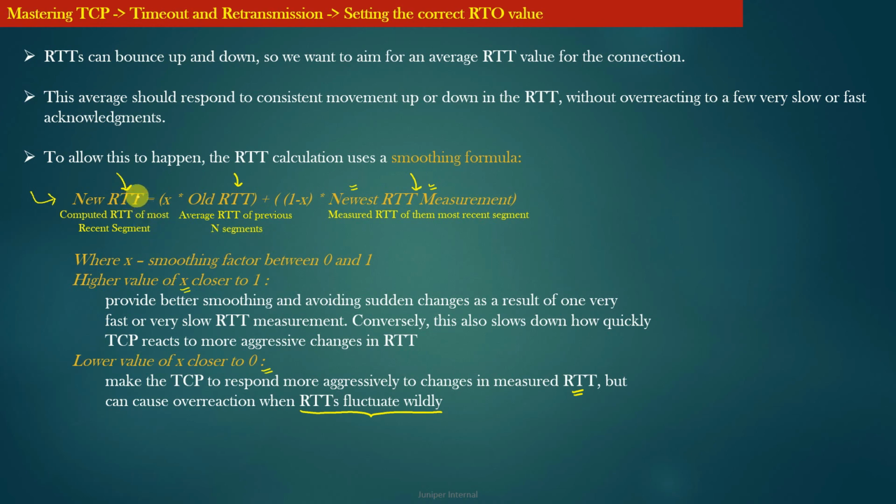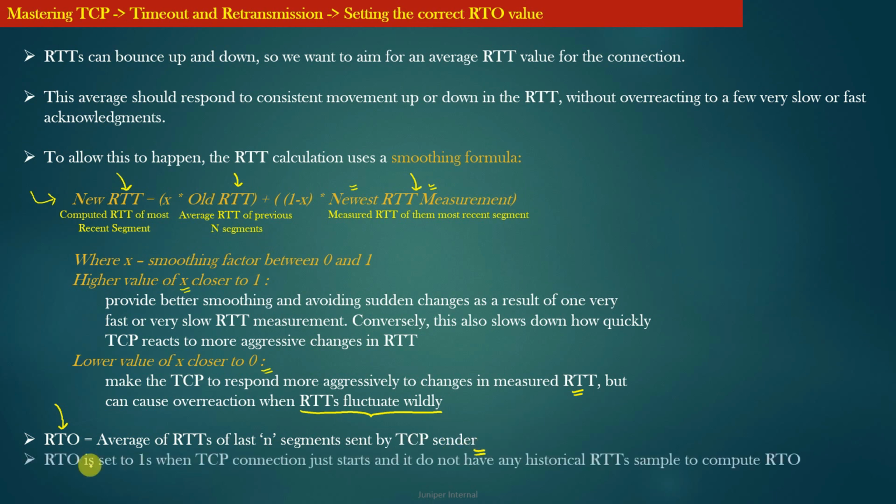Once the value of RTT of the most recent segment is finalized, then TCP can compute and update the RTO value of the connection. So RTO is nothing but just an average of RTTs of last n segments that is sent by the sender. And the RTO value is set to 1 second when a TCP connection just starts and the TCP sender does not have any historical RTT sample to compute RTO from, right?